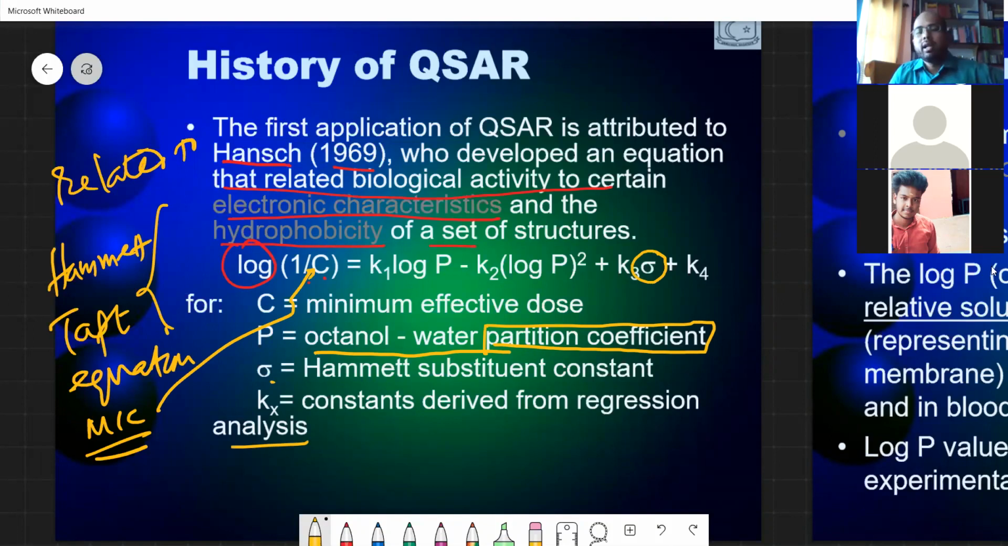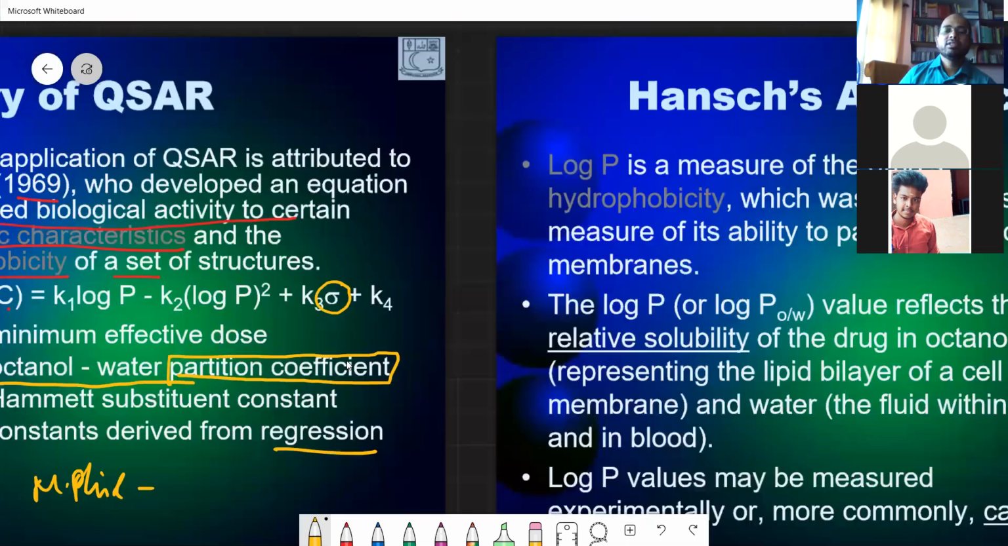I'll tell you what regression analysis is later. If you're doing MPhil, you'll have regression analysis there. It is just like a kind of percentage estimation based on deviation, standard deviation, mean deviation, like that. Okay, so the statistical part of knowledge is also very important.